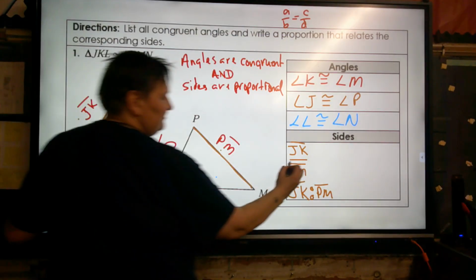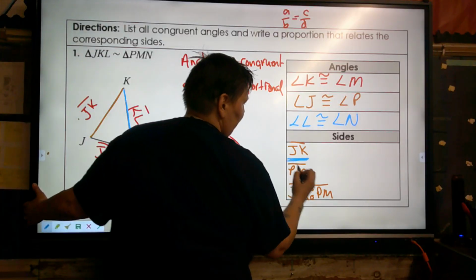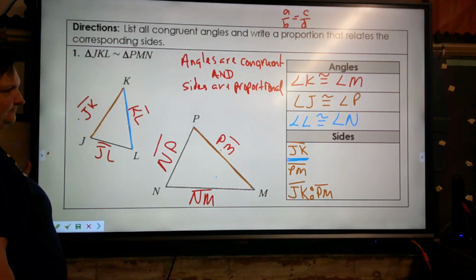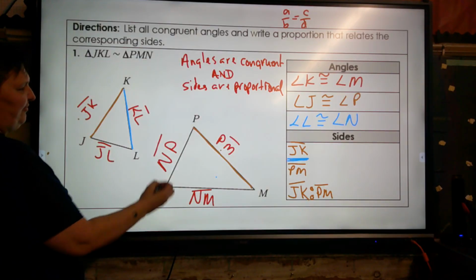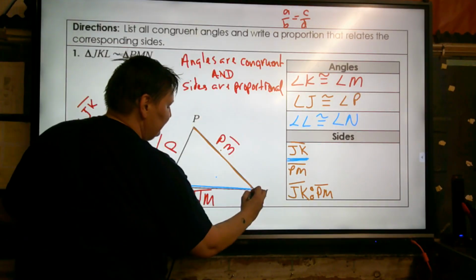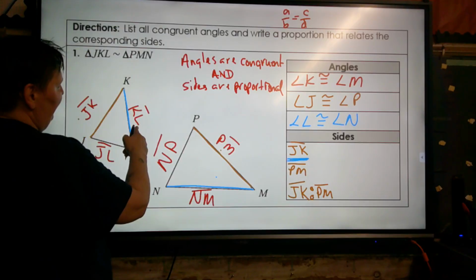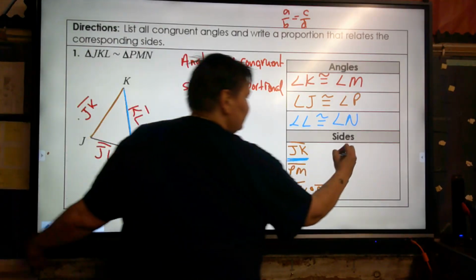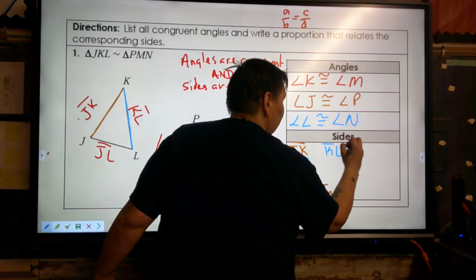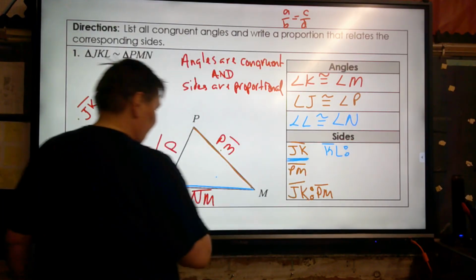I'm going to draw this here so you know this is a fraction bar. But again, we're just comparing lines. We're comparing sides. So the side ratio, KL, because this triangle comes first, to NM.